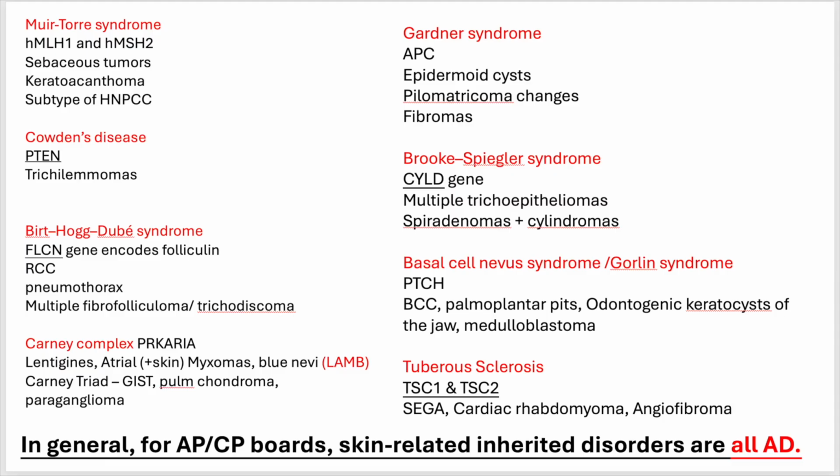Of course, today there is no way I can finish all the inherited disorders. This slide I mainly used for your board prep purposes. I usually give the board prep lecture to 4th year residents, usually in May or June sometime. But this one you can just take a screenshot for your reference. One thing I want you to know is that in general, for AP and CP board exams, the skin-related inherited disorders are all autosomal dominant. So that is a dirty way to remember.